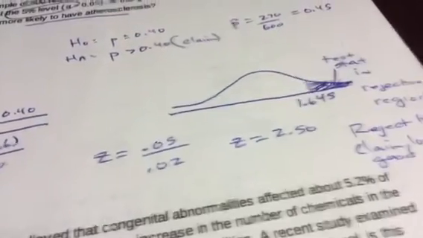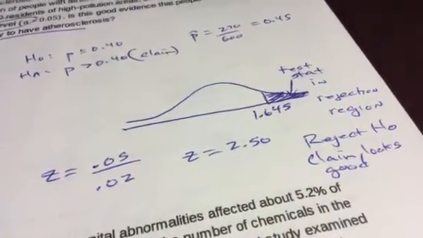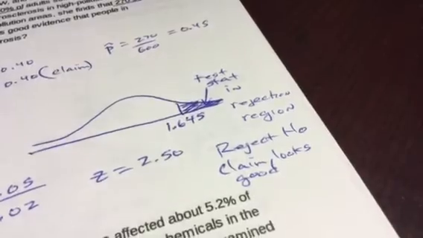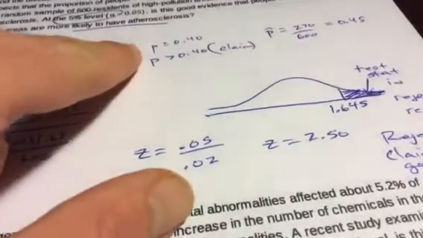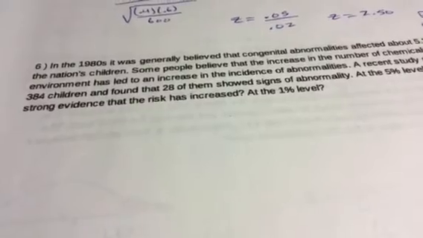Okay, just simply do 0.05 divided by the answer. Your z-score is exactly 2.50. That test stat is in the rejection region. We reject H0. So if we reject this, we're saying that the claim looks good. All right, we did this one in class.